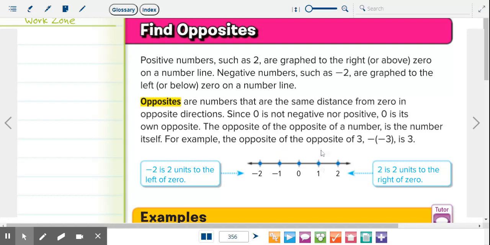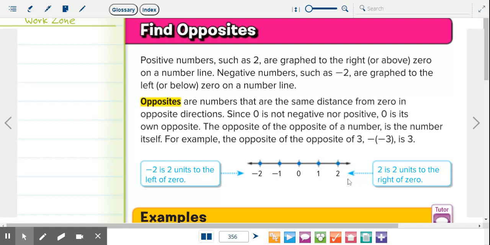It will never change. Now, opposites are the numbers that are the same distance from 0 in different directions. And remember, 0 is not negative, it's not positive. It's just 0. It's its own opposite. If I say what's the opposite of 0, it's literally 0. Now what would be the opposite of +2? Hunter? -2. Okay, what's the opposite of -65?